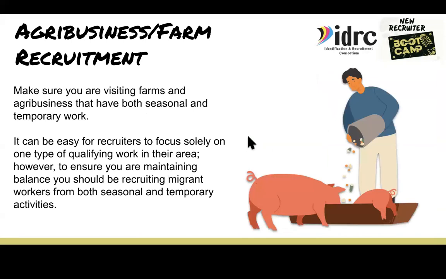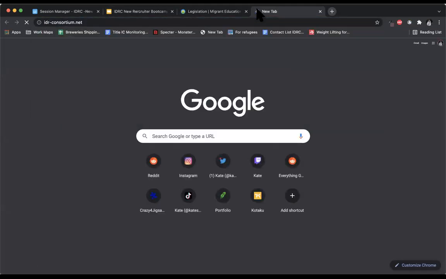You want to make sure that you're visiting both seasonal and temporary work, as well as agricultural work, and looking to see if there's any fishing work in your area. One of the things that we at IDRC have been advocating over the last month and a half or so is for states to do more research into the fishing industry in their areas. We recently highlighted, we have a new agricultural trends page on the IDRC website, which I can show you right now. That's about the fishing industry.